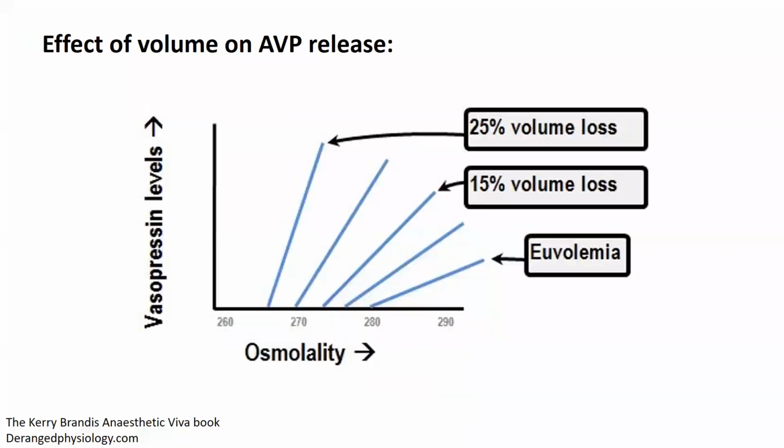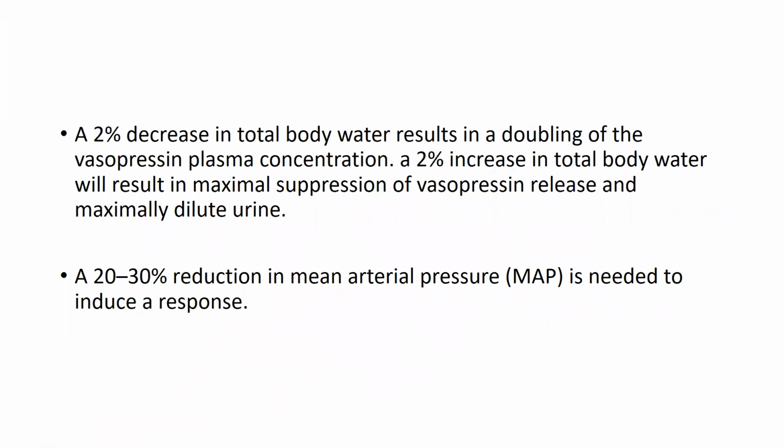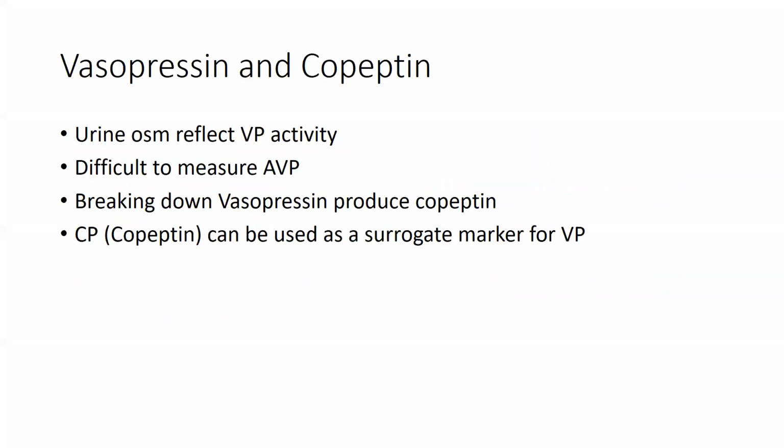Going back to the volume, it's less sensitive for that. Usually there are baroreceptors in the body, and they can activate the AVP production. You need to lose volume, like 20-30%, to start having production of AVP. To summarize, with a 2% decrease in total body water, you expect the vasopressin to double. But with an increase of only 2% in total body water, you will get maximal suppression of AVP. And you need a 20-30% reduction of MAP to increase the AVP production.